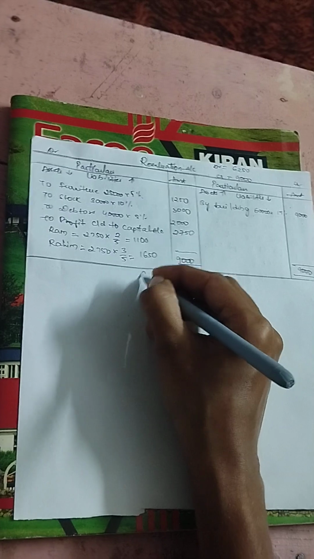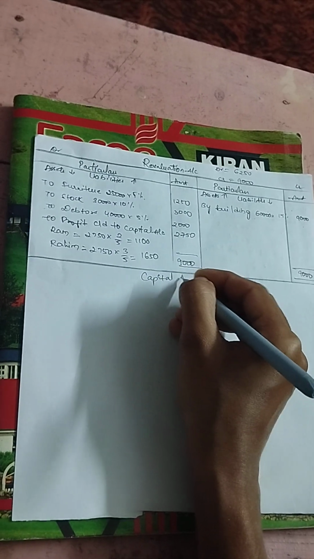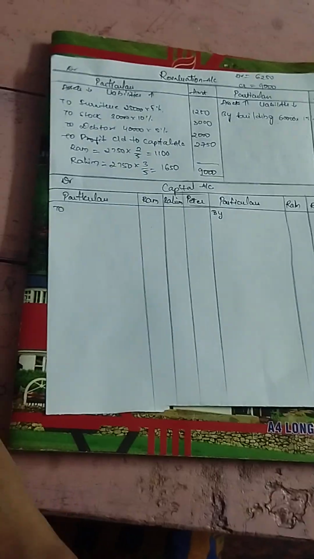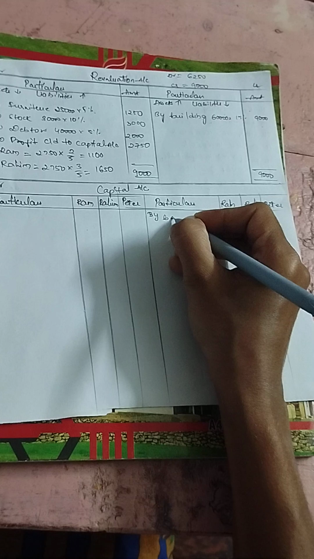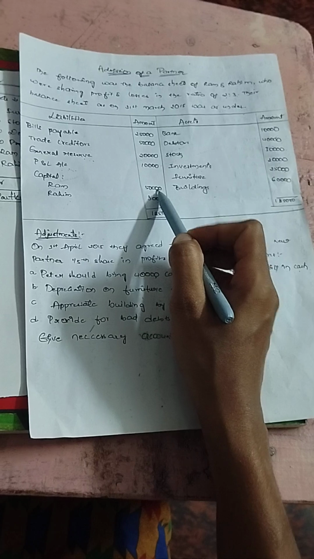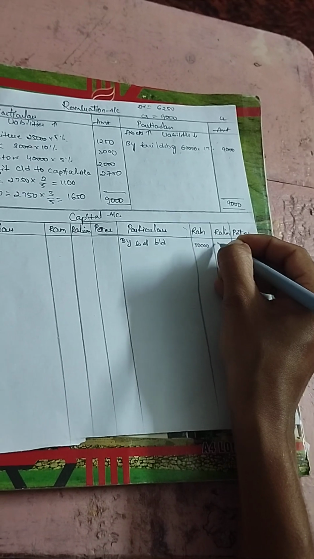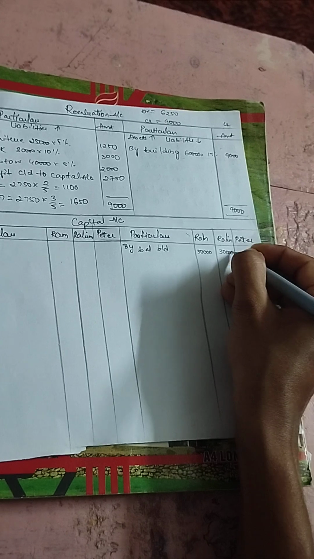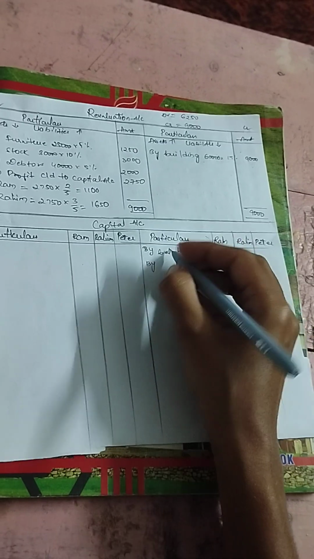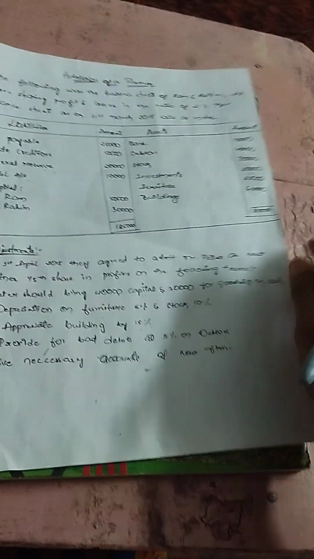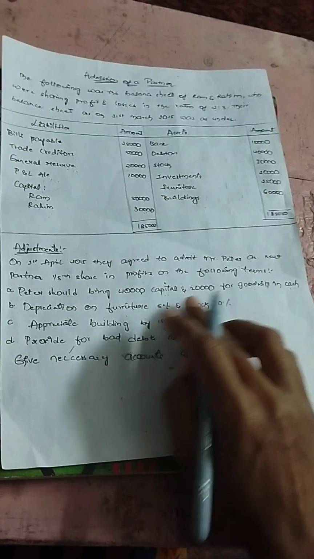Now next we'll do the capital account. Capital account starts with the opening balance, by balance brought down. So opening balance is 50,000 Ram and 30,000 Rahim. Next is by bank account. Here Peter's opening capital we will be recording as bank account. The amount is 40,000.